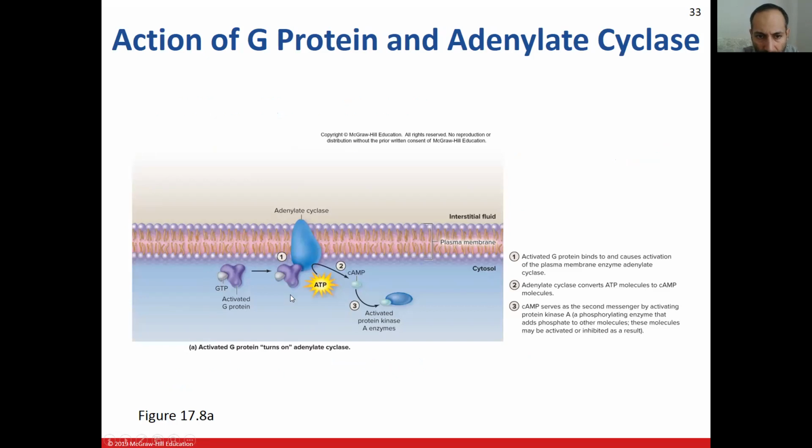So again, if you look here at the picture, eventually you will get to cAMP, cyclic adenosine monophosphate, that will act as your second messenger and cause certain changes inside of the cell, as you can see.